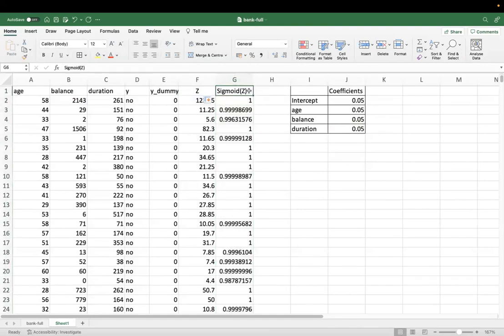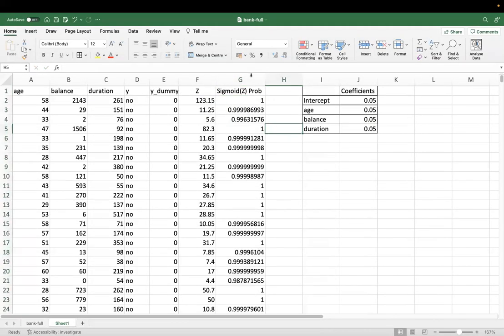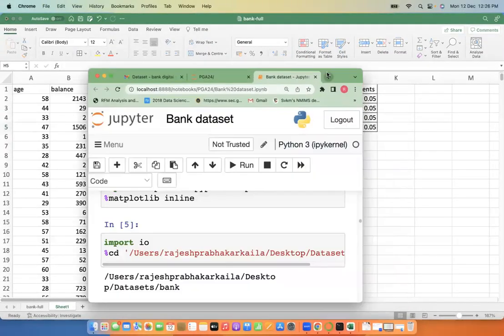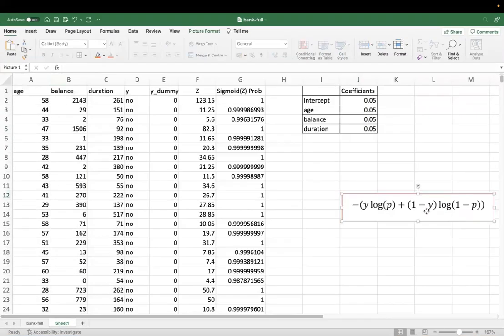Basically, this is your probability. 1 by 1 plus e to the power of minus Z. Let me just take the formula. So this is the log loss formula, which is equal to y into log of probability plus 1 minus y into log of 1 minus probability.